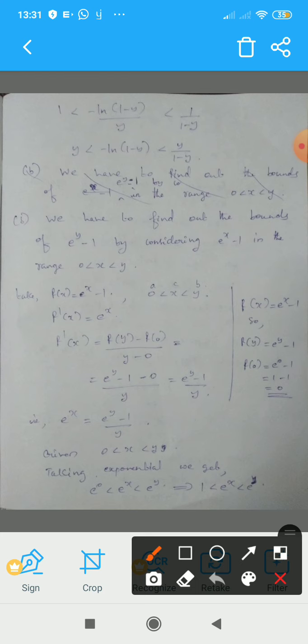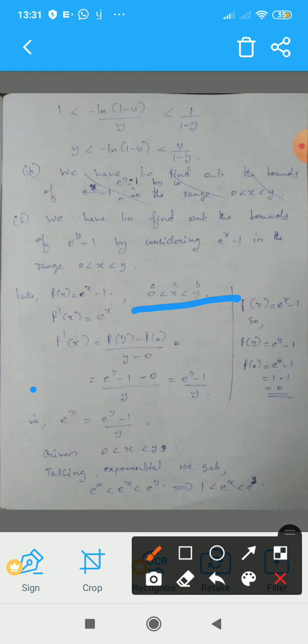And what is f dash of x? F dash of x is equal to e raised to x. So the left side becomes e raised to x, and e raised to x is equal to e raised to y minus 1 by y. Then we consider this range and apply mean value, and taking exponential, then we got the answer.